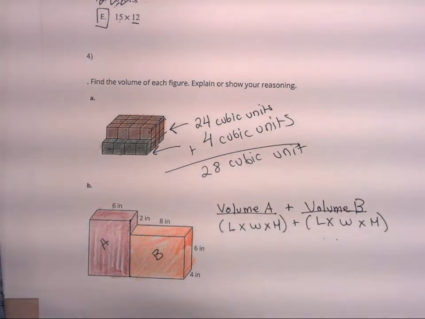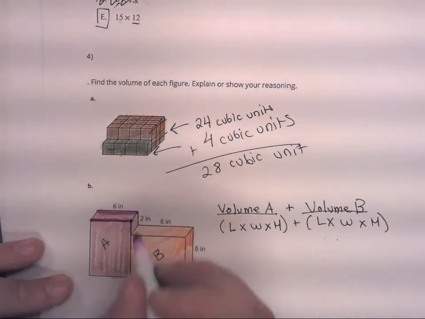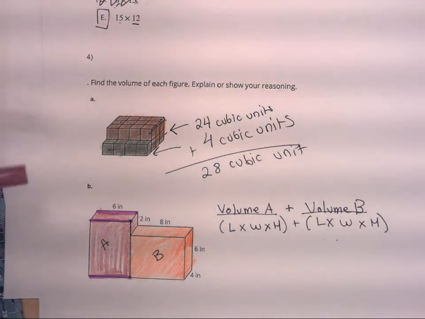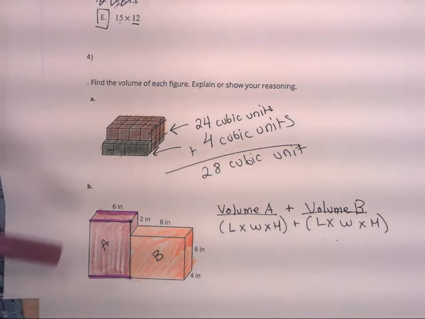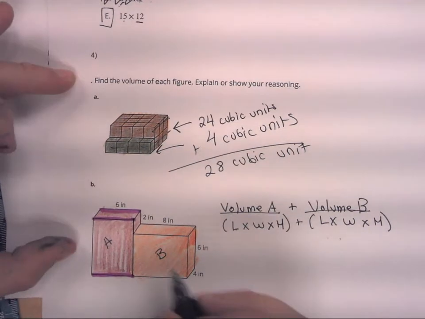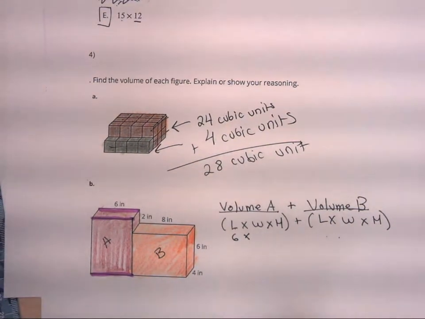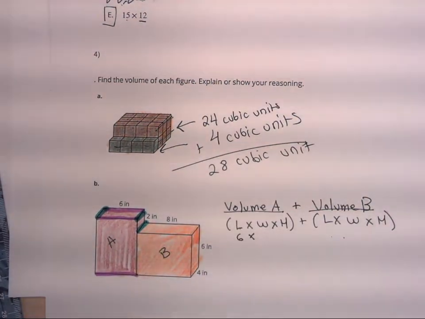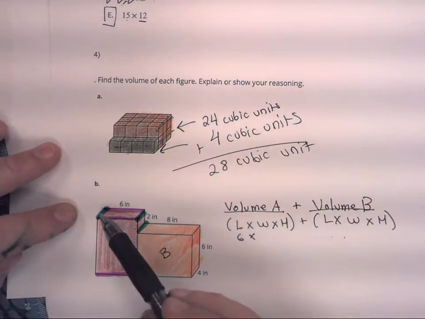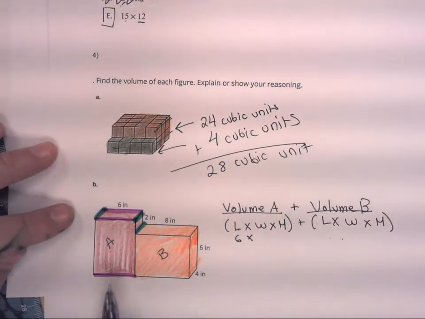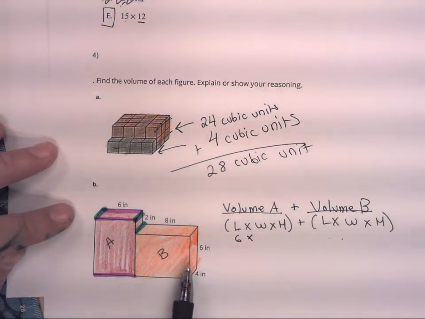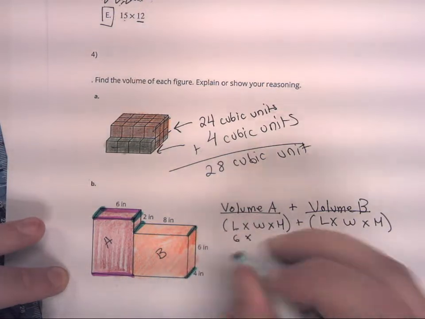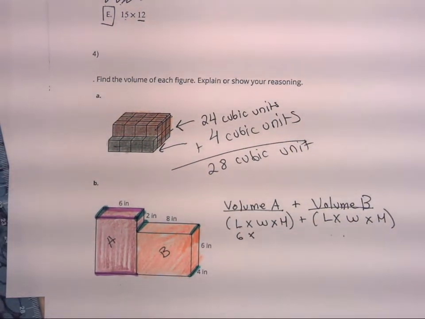And looking at prism A, I'm going to identify the length as these kind of pinkish purplish lines. And I see the length is 6. Next, I'm going to identify the width of A. And while the width is not labeled anywhere on the prism A, it is labeled down here with prism B. And we need to recognize that the entire figure has a width of 4.